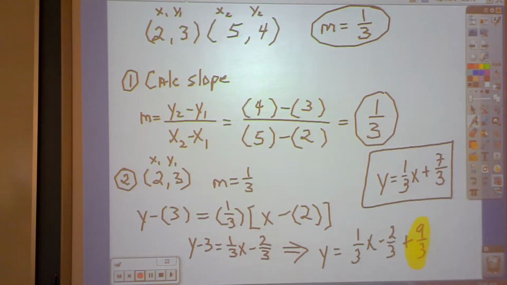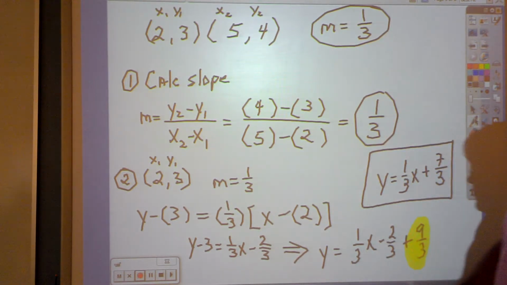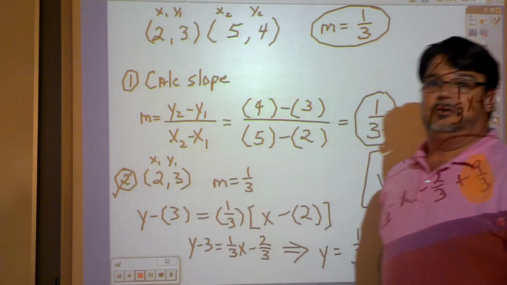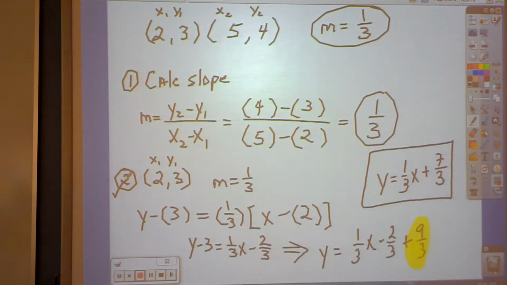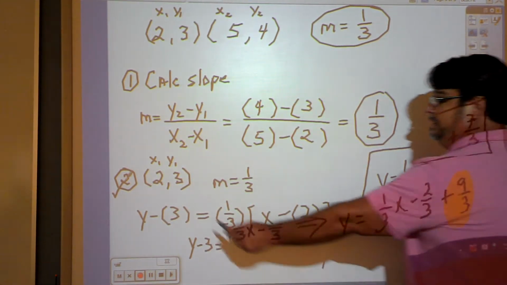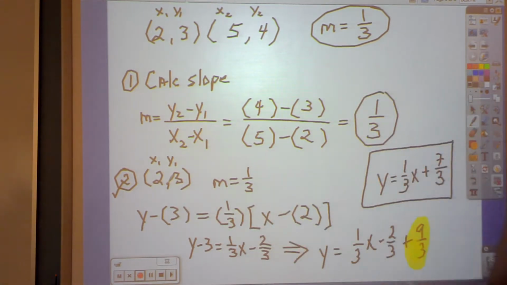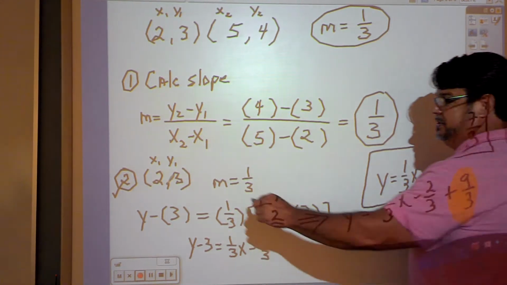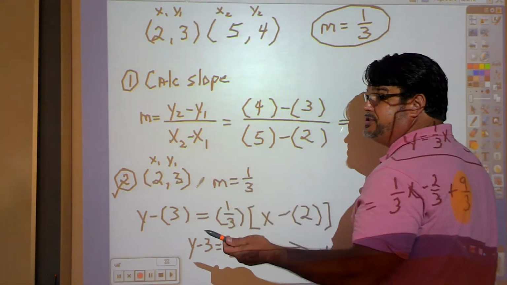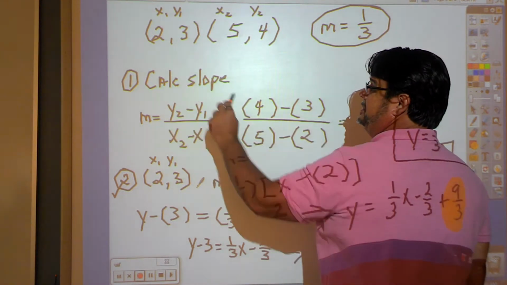And that's how you use the point slope equation. Now, what if you're given a point and a slope? Well, if you're given a point and a slope, you just start right here. Because I have a point and then what? And you plug and chug. So that's why the point and the slope is the easiest, because you're already starting right here. If you're given 2 points, you have to start right here.